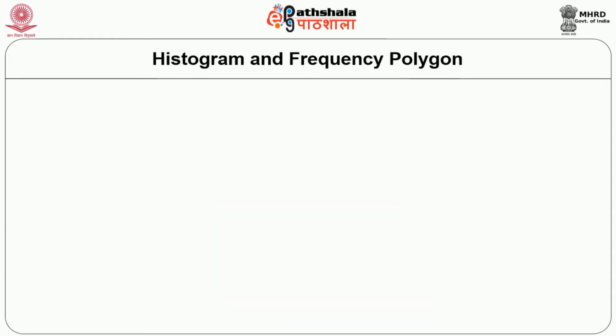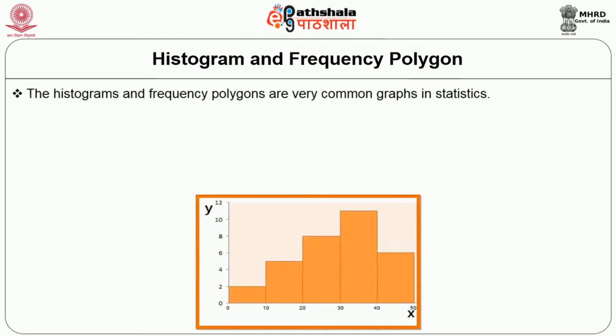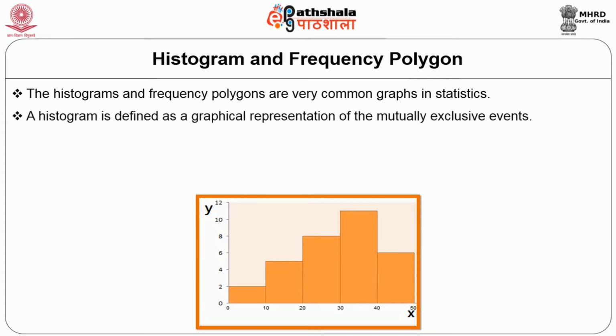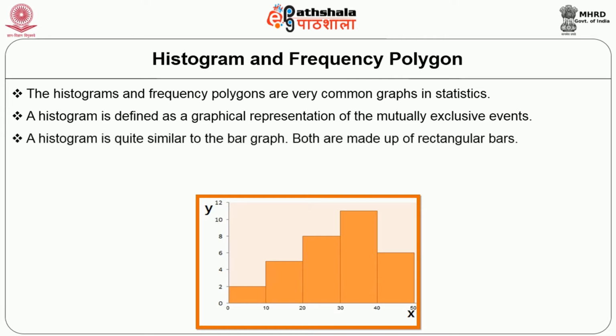Next comes the histogram and frequency polygon. Histograms and frequency polygons are very common graphs in statistics. A histogram is defined as a graphical representation of mutually exclusive events. A histogram is quite similar to the bar diagram.